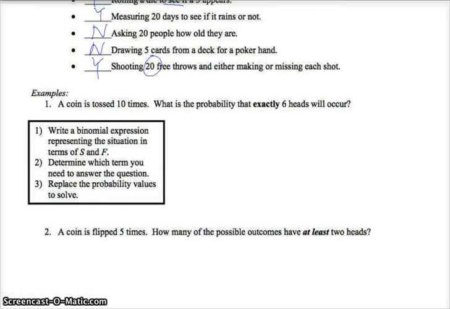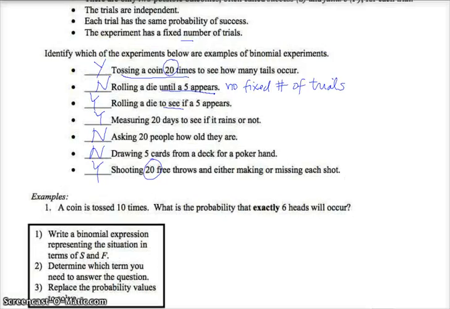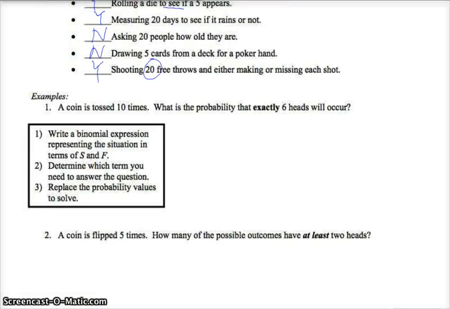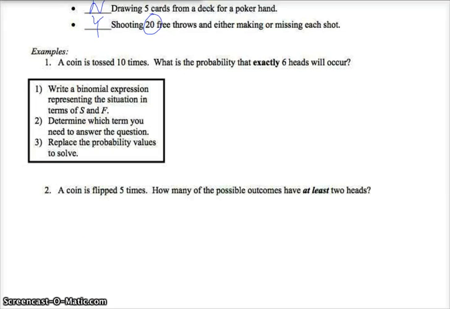All right. Now, how is this binomial probability? It's going to tie in with what we just learned last class, which was about Pascal's triangle and binomial expansion. So we are going to use those same skills and apply them here. It says a coin is tossed 10 times. What is the probability that exactly 6 heads will occur?